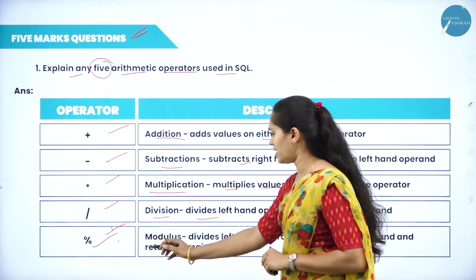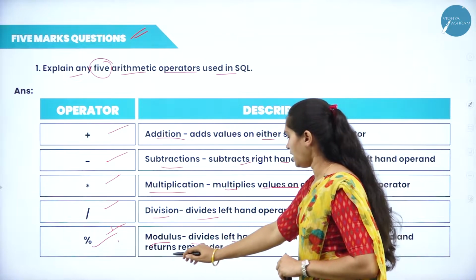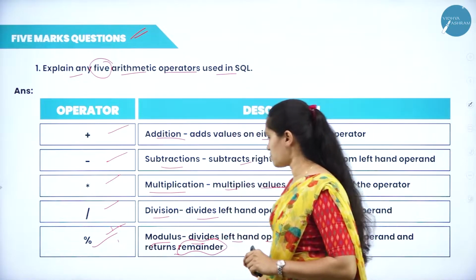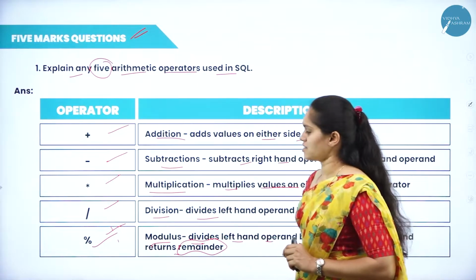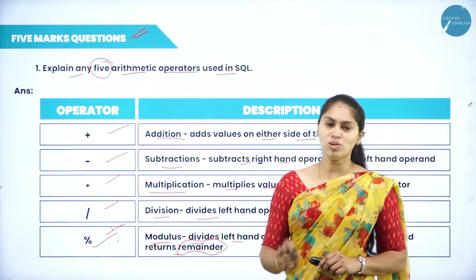So that modulus divides the left hand operand by the right hand operand and it returns the remainder value. That is the main difference between this division as well as this modulus. This is the first question. This is how we are supposed to answer.